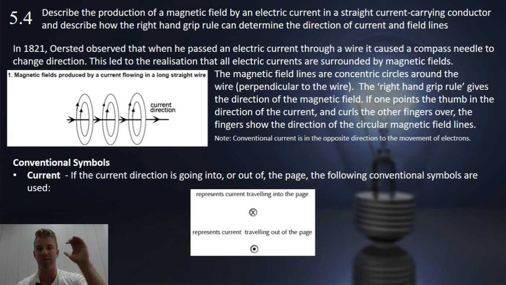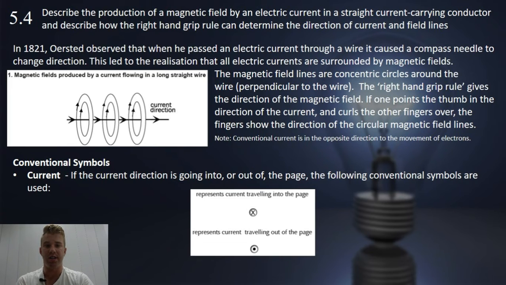The right hand grip rule, which is this here, and we'll learn this in class, gives the direction of the magnetic field. If one points the thumb in the direction of the current, so i.e. that diagram on the top left, so my thumb's going in the same direction as the arrow, and the fingers that curl over, so these 4 fingers, demonstrate the magnetic field lines. So you put your thumb going in the direction of the arrows, and those fingers represent the magnetic field lines.